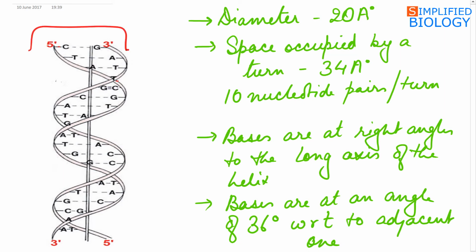Diameter of a DNA molecule is 20 angstroms. Space occupied by a turn, this is a complete turn, is 34 angstroms. There are 10 nucleotide pairs in a turn, means space occupied by a nucleotide is 3.4 angstroms. The nitrogenous bases are at right angles to the long axis of the helix, and they are at an angle of 36 degrees with respect to the adjacent bases.